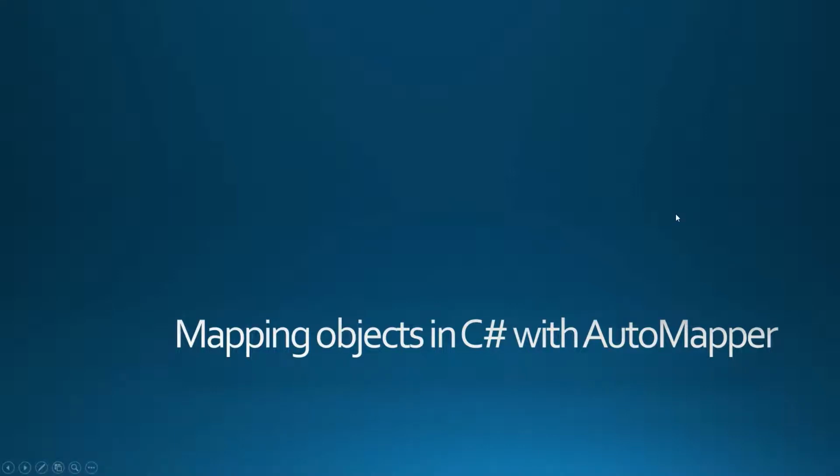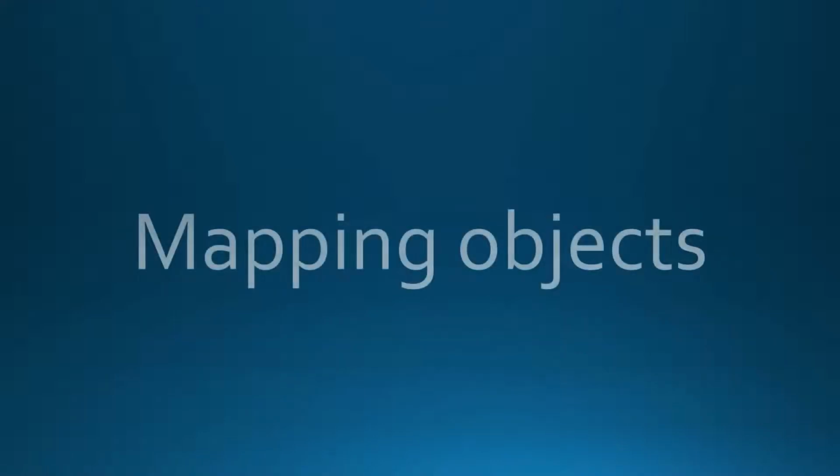Hello guys, let's talk about mapping objects in C# with AutoMapper. Many times while programming applications, we face the challenge of converting one object into another. This operation is called mapping.